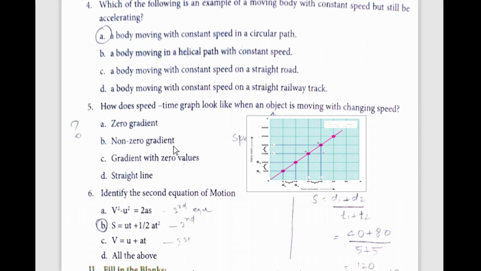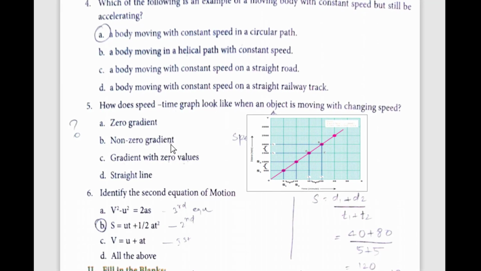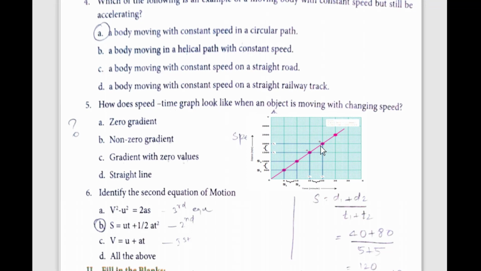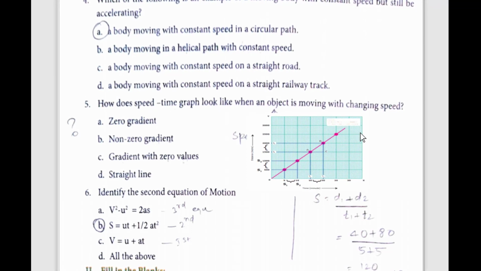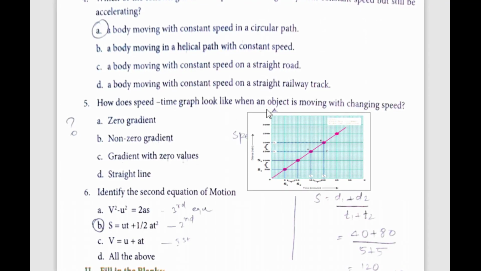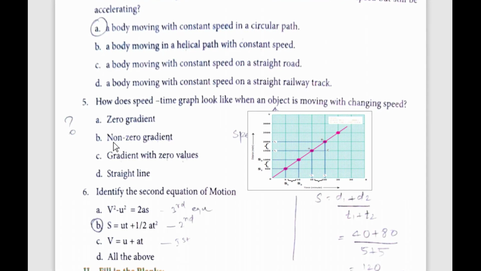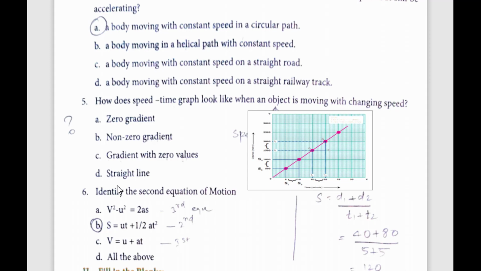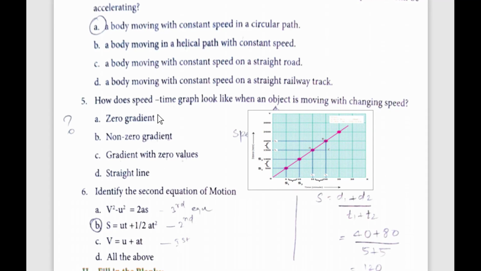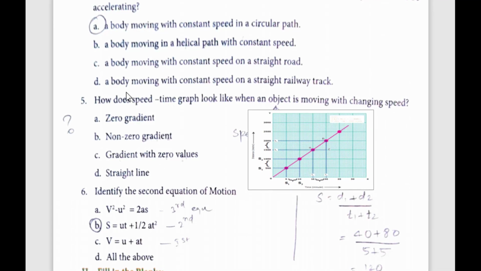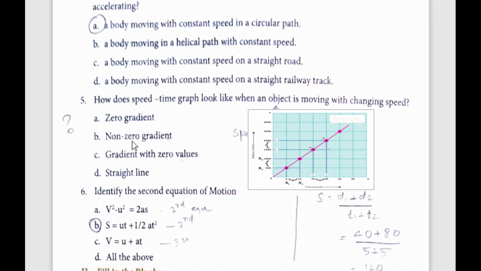Non-zero gradient, this will be the answer. And also it looks like a straight line. If it is changing constantly, then the graph will look like a straight line. Then the two answers come closer. Okay, if they are asking about the gradient, we can choose this answer, non-zero gradient.